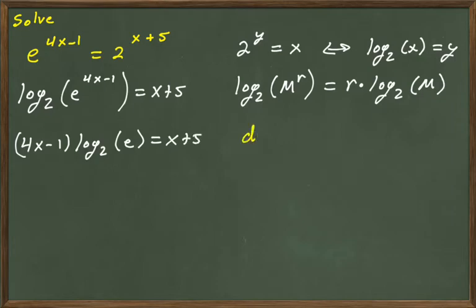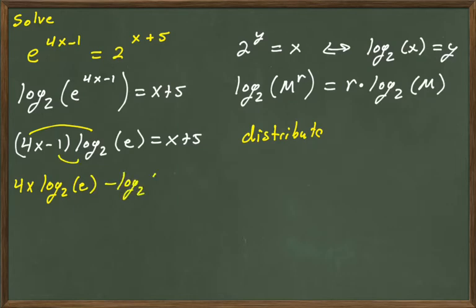We're going to go ahead and distribute on this one also. So a very, very similar method of solution here. So 4x times log base 2 of e will be 4x log base 2 of e. And then negative 1 times log base 2 of e will just be negative log base 2 of e. And that's going to be equal to x plus 5.